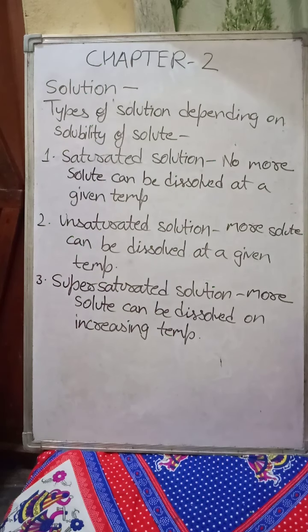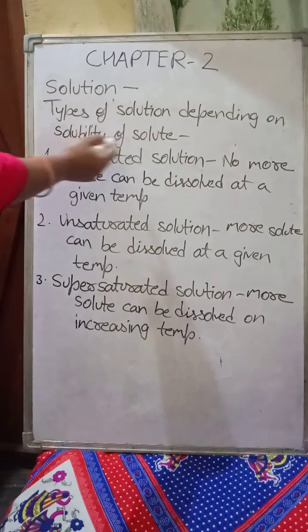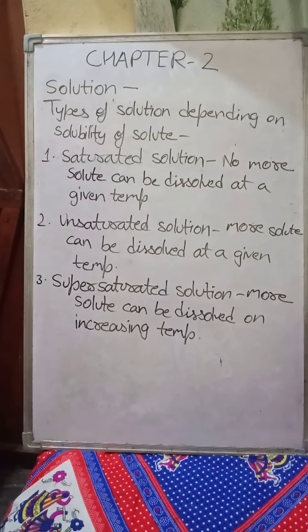And this supersaturated solution is made when we do the process of crystallization. This supersaturated solution is allowed to cool, and when the temperature is decreased, the solubility also decreases and we see crystals formed in the solution. So these are the 3 types of solution depending on the solubility of solute: saturated solution, unsaturated solution and supersaturated solution.